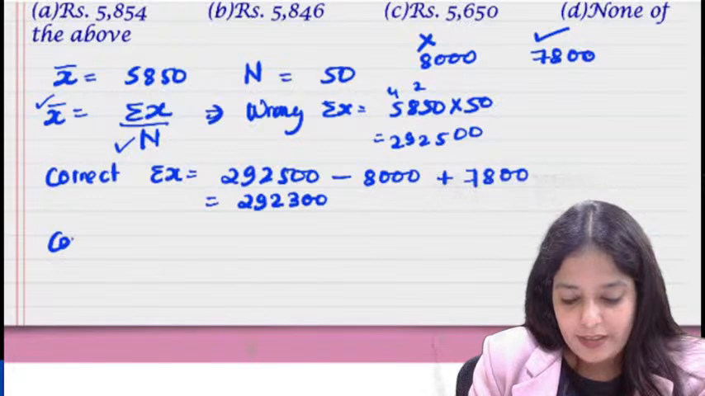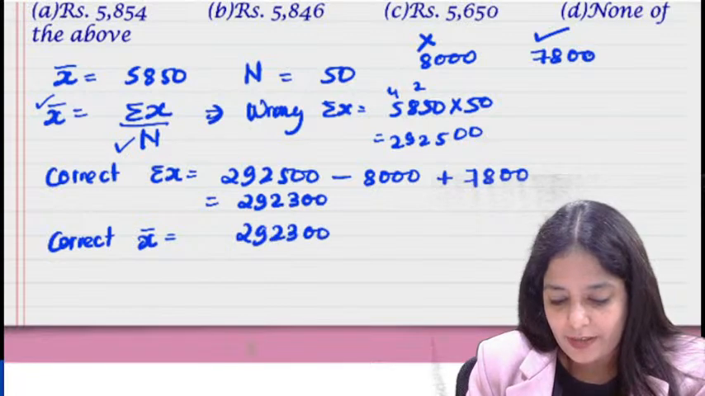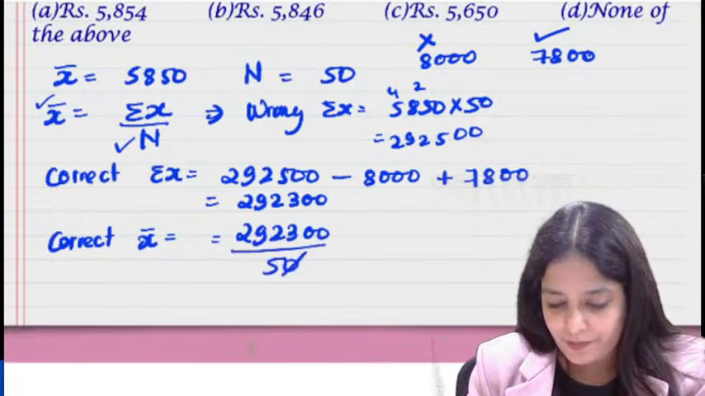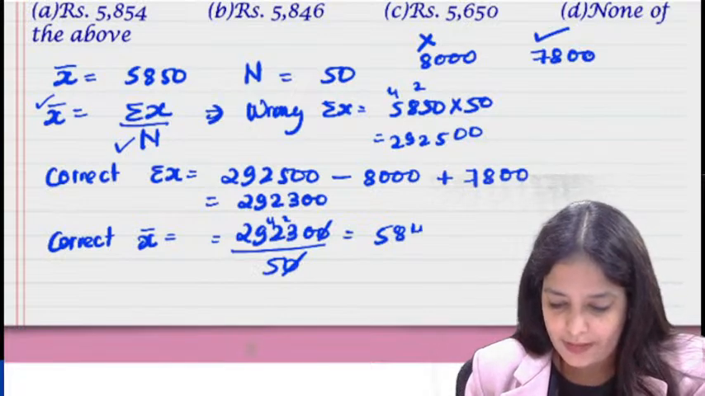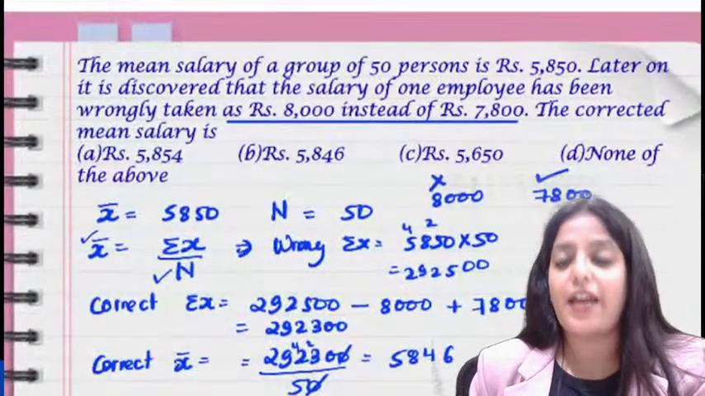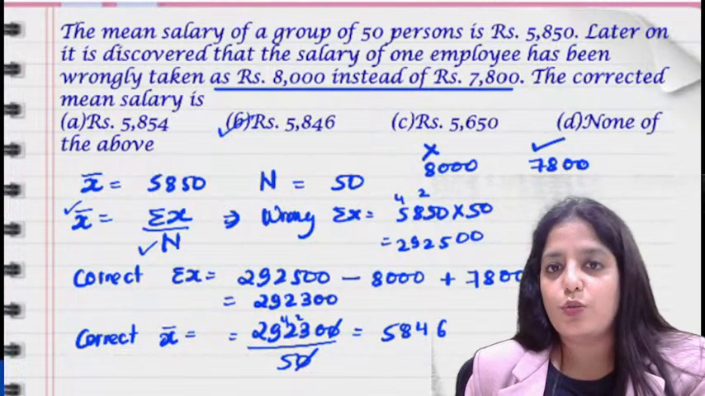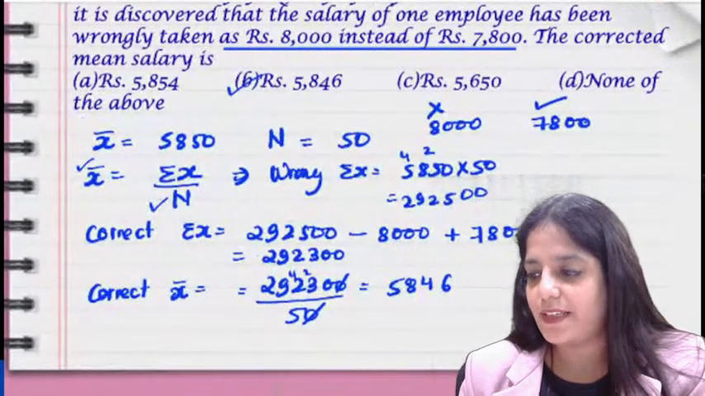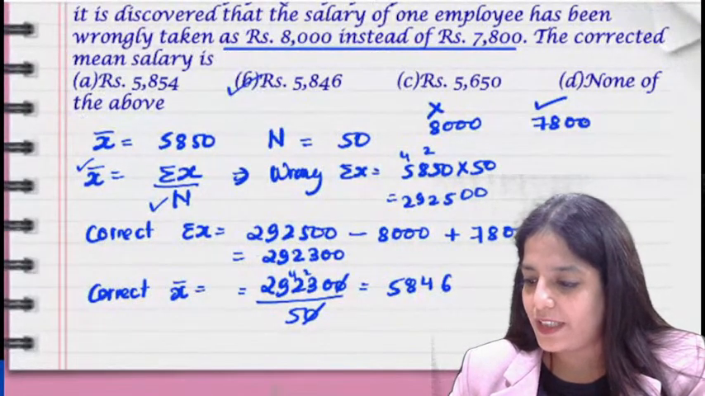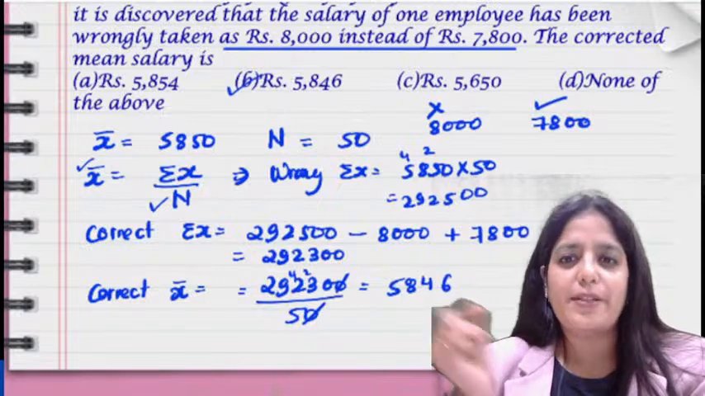Now you need to find the correct x bar. So just divide 292,300 by 50. That will give you 5, then 4, that's 8, and then 4, 6. Do we have some figure like that? Yes, we have 5,846. That's option B. I hope this question is pretty clear in your mind. Yes guys? You can definitely expect this type of question in your exam because they are very easy to calculate. Just multiply, add and subtract.